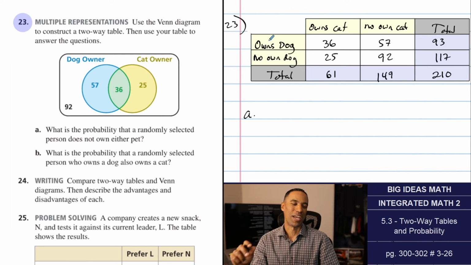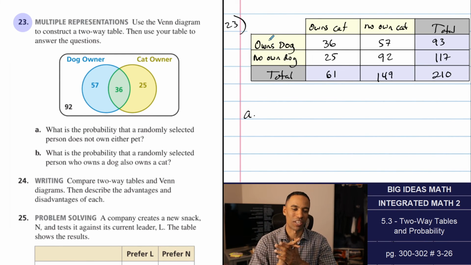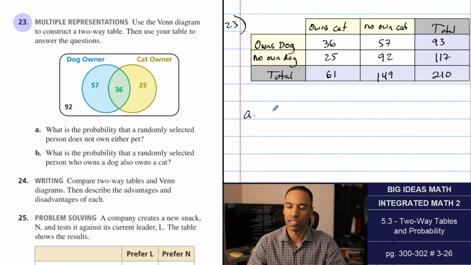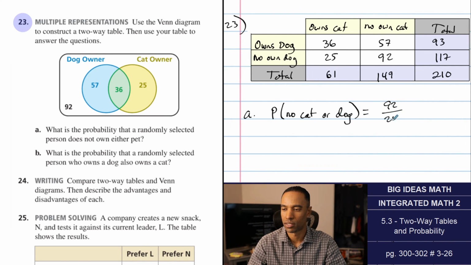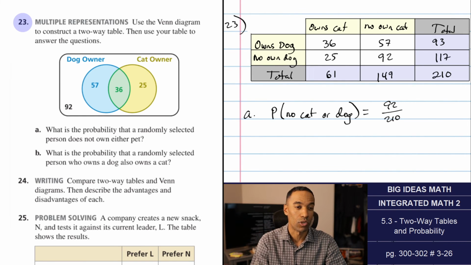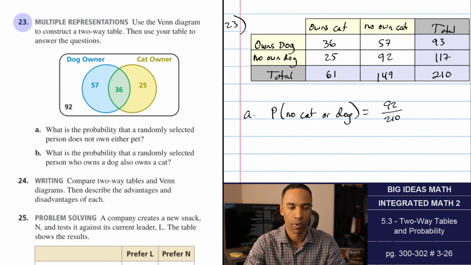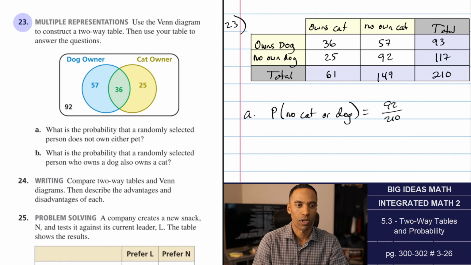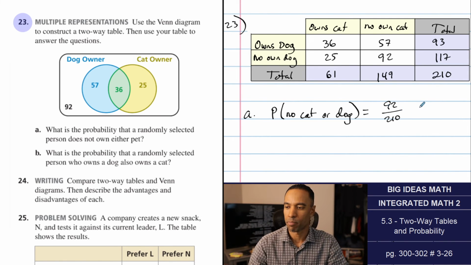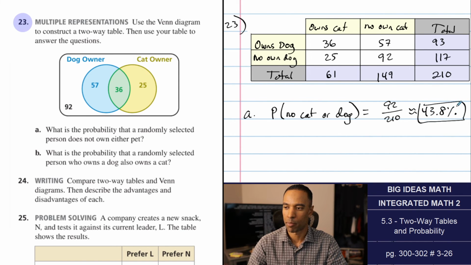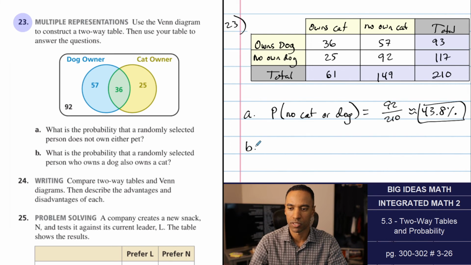All right, part A. What's the probability a randomly selected person does not own either pet? So, randomly selected. There are 92 who do not own either pet. Probability of no cat or dog. That's going to be the 92 out of 210. So that's what you would do in that division as well, and just in general if you did the relative frequencies. And that's going to be 43.8%. So almost half of them own neither. That probably seems pretty commonplace.